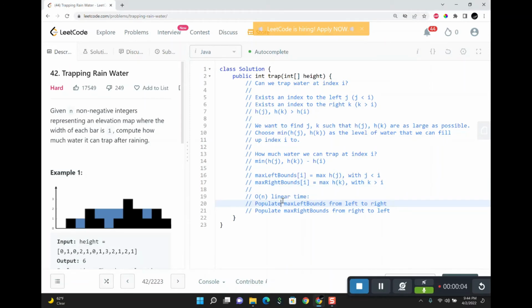Now, to solve this problem in linear O(n) time, the way in which we populate these two data structures is very important. Usually for coding interview problems, you want to solve it in linear time preferably. Usually that's the optimal time complexity. There are situations where you can solve a problem in constant O(1) time, not in this case though. But you want to usually get it down to linear time. The way we populate these data structures is important because it's going to impact the time complexity. For max left bounds, we want to populate it from left to right, and for max right bounds, we want to populate it from right to left.